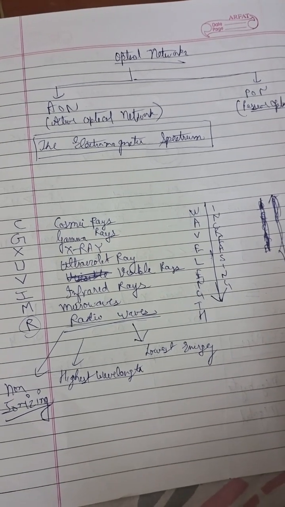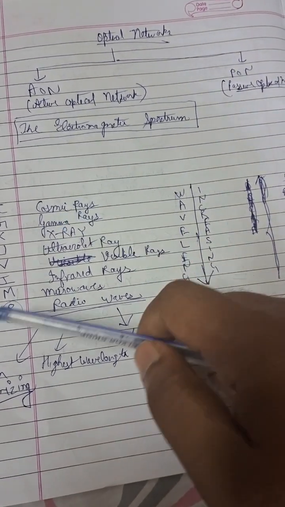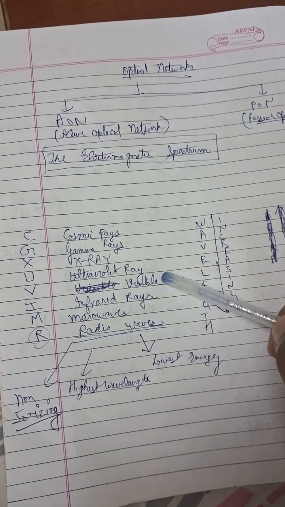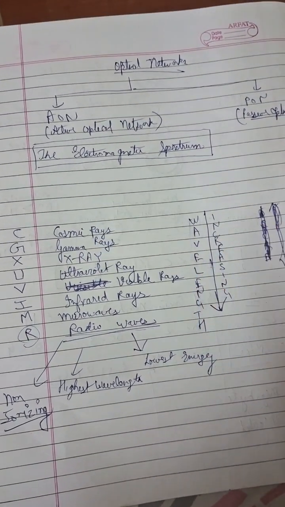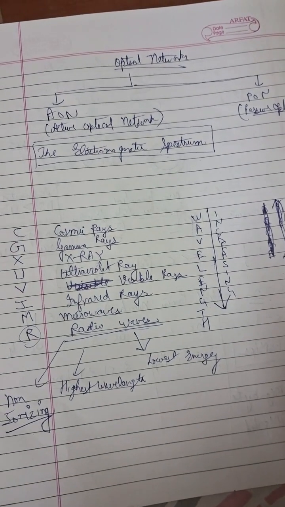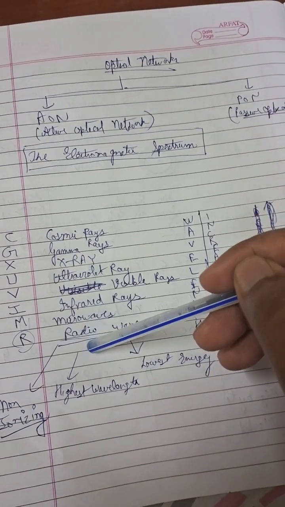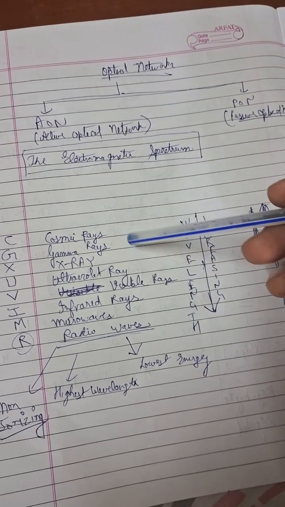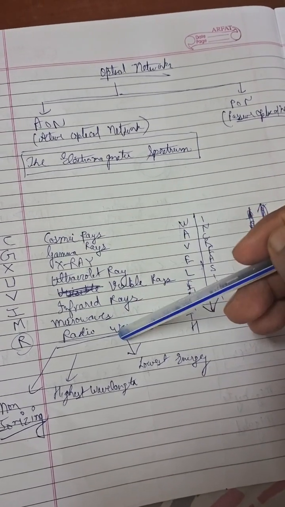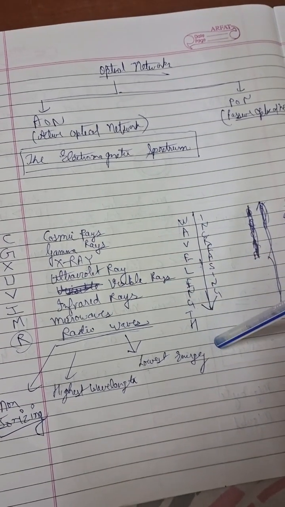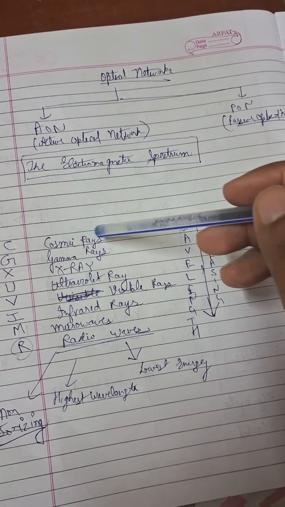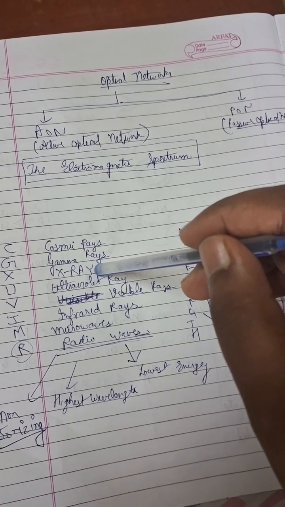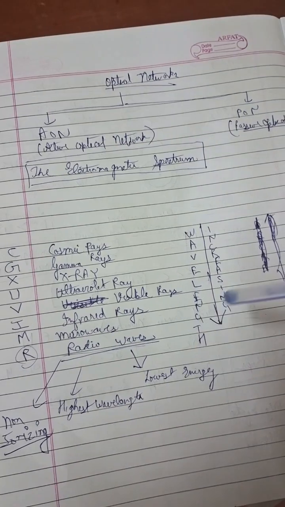The entire electromagnetic spectrum consists of radio waves, microwaves, infrared waves, visible rays, ultraviolet rays, X-rays, gamma rays, and cosmic rays. These rays have been arranged such that as we move from top to down, from the cosmic rays to the radio waves, the wavelength of the signal increases. So cosmic rays have very low wavelength, gamma rays have slightly higher wavelength, X-rays slightly more, and radio waves have the maximum wavelength.